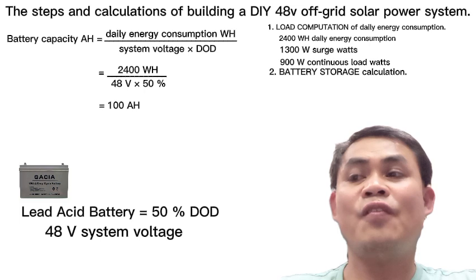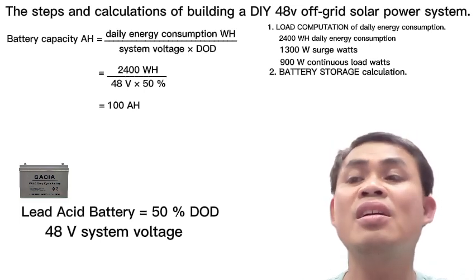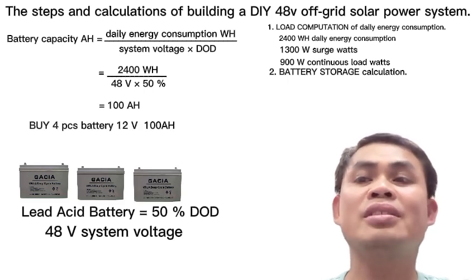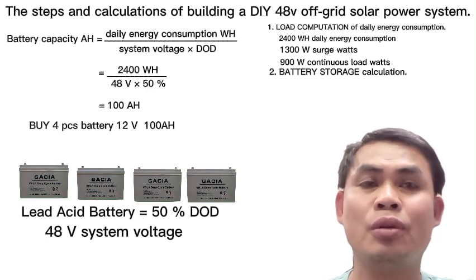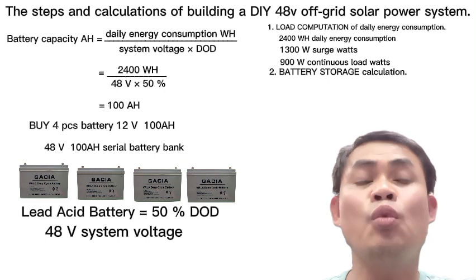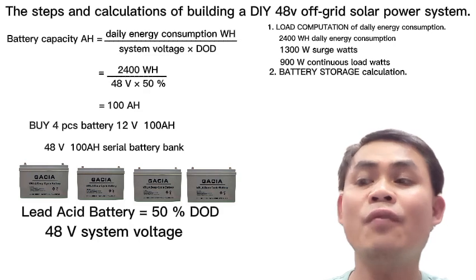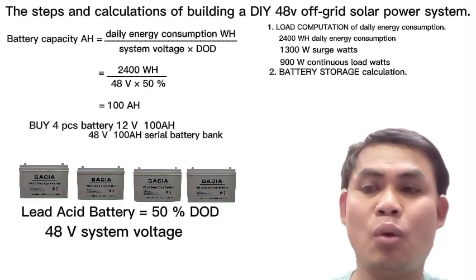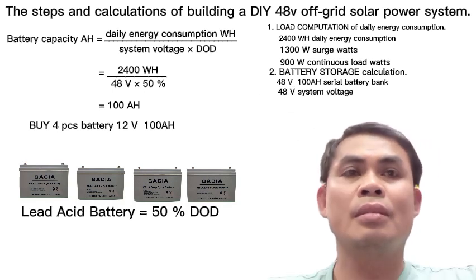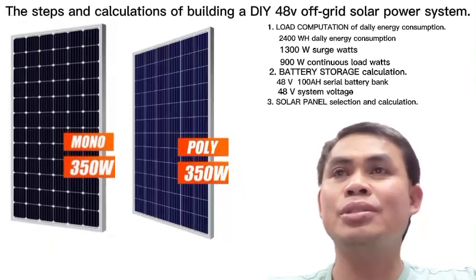Since it is a 48 volts system, we have to buy 4 pieces of 12 volts, 100 ampere-hour batteries, connected in series. Bear in mind that a series connection of 4 batteries of 12 volts 100 amperes will become 48 volts 100 ampere-hours. We go now to step 3, solar panel selection and calculation.